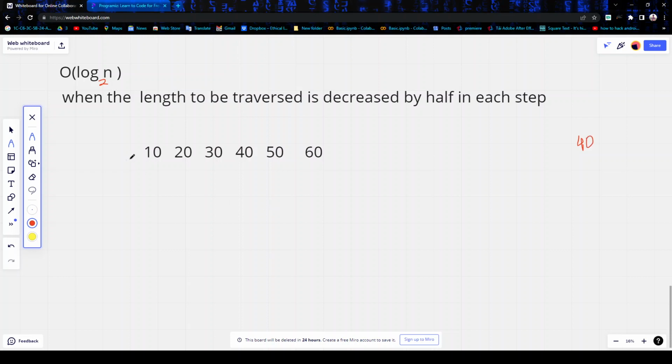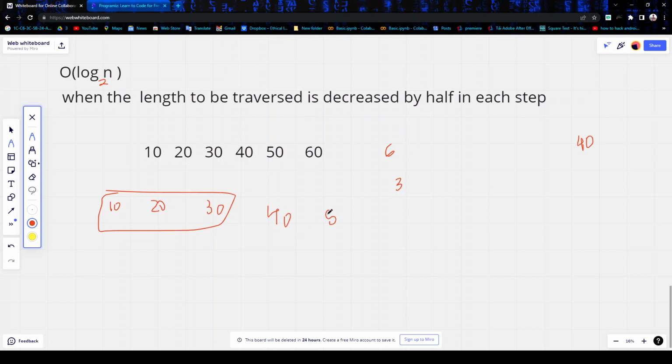So what will I do? I will see that the length of this array is 6, and I will do 6 divided by 2, and it will be 3. So I will write 3 elements onto this side, that is 10, 20, 30. We are just dividing it into two parts. This is the binary search that I am telling you, which will have the time complexity of log n.